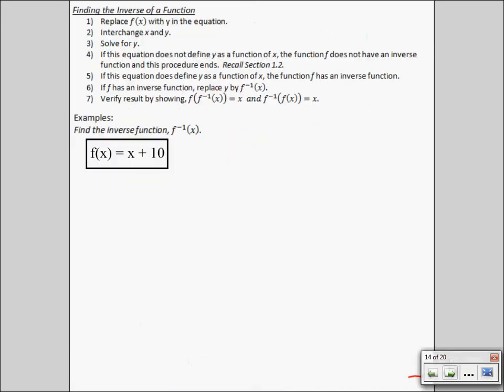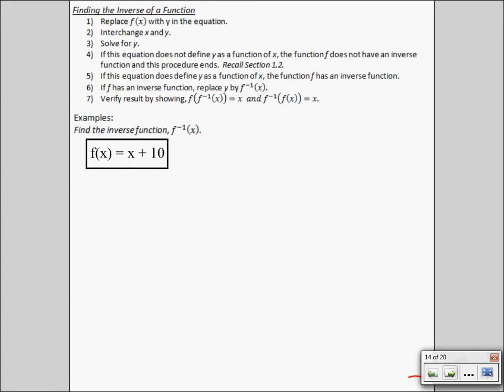Okay, moving on. Finding inverses of a function. So we'll replace the f of x with y in the equation, interchange x and y, solve for y. If the equation does not define y as a function of x, the function f does not have an inverse function, and the procedure ends. If the equation does define y as a function of x, the function f has an inverse function. If f has an inverse function, replace y by f inverse of x. Verify results by showing that f of f inverse of x equals x, and vice versa.